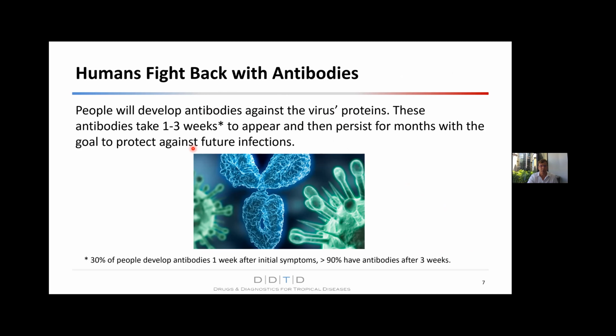And for those of you who like to crunch numbers, 30% of the people develop antibodies within the first week, so 1 week within the first initial symptoms, and 90% of the people have antibodies after 3 weeks.